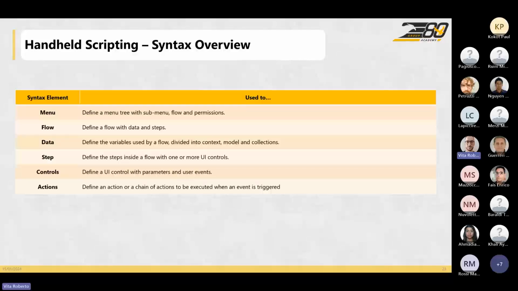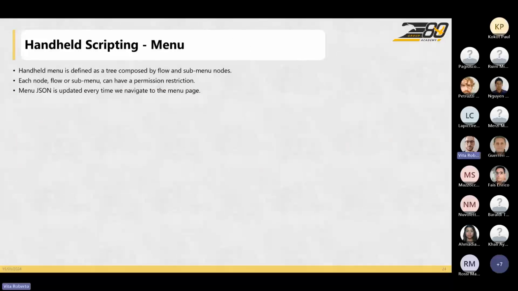And lastly, we need a syntax element to define actions. So we can define an action or a chain of actions that must be executed when an event is triggered. So for example, when the user taps on a button on the UI. Let's analyze all these syntax elements.